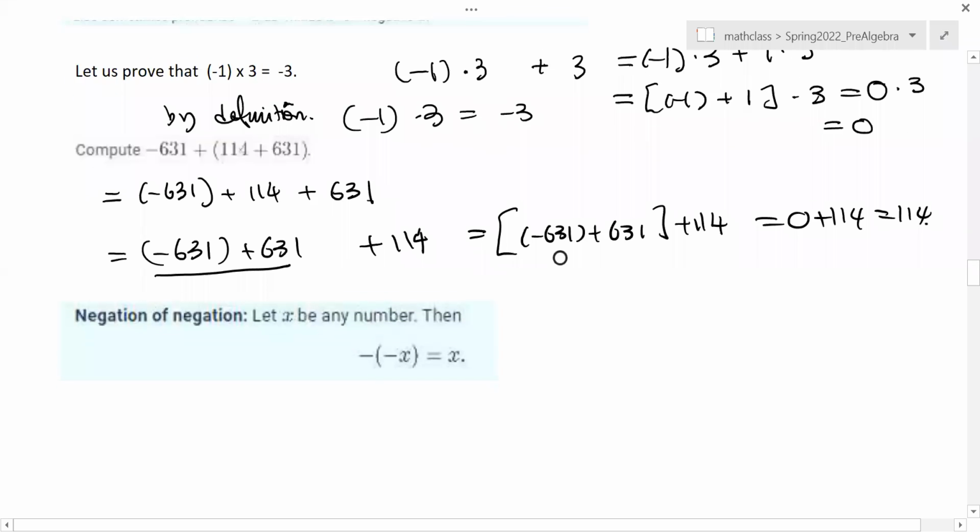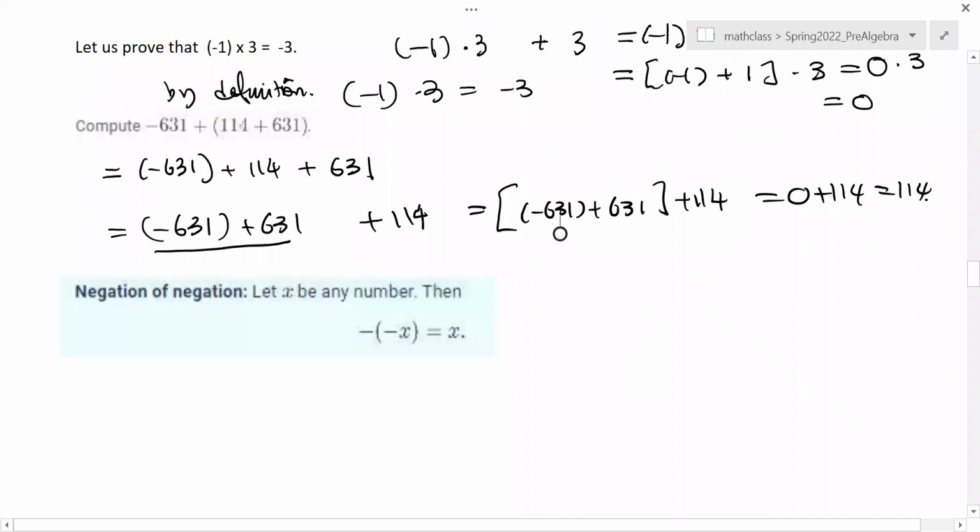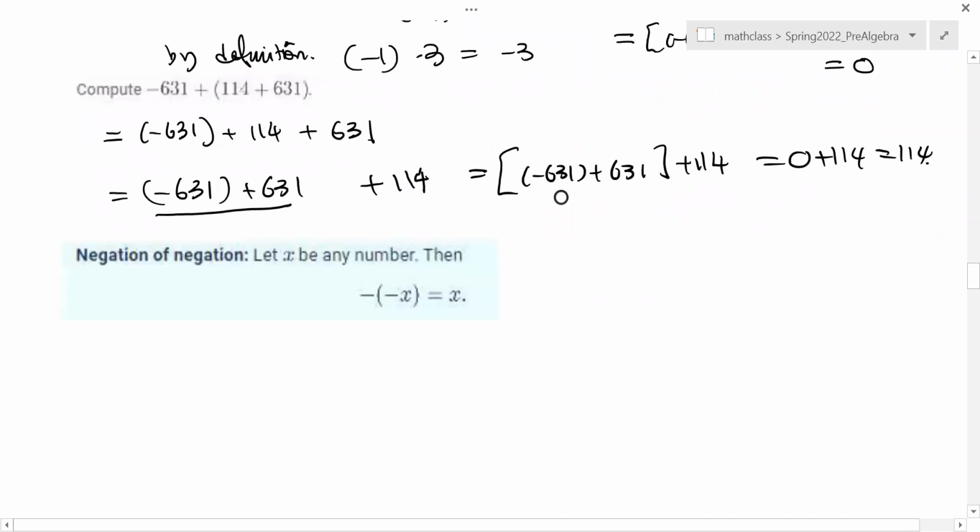Now let's understand why this is true: negative negative x equals x. This is actually not trivial. So the question is, how do you prove it? Let's try to prove it in 2 different ways. We're trying to prove the following. First, we prove it using the fact that this plus this can be 0.